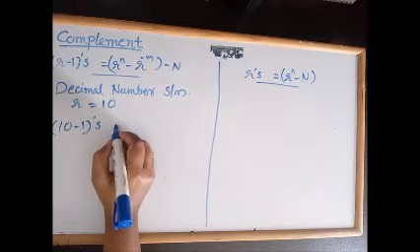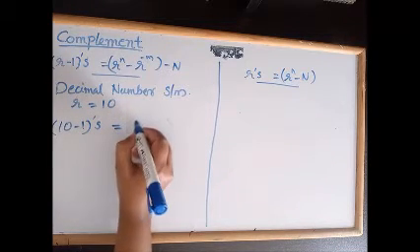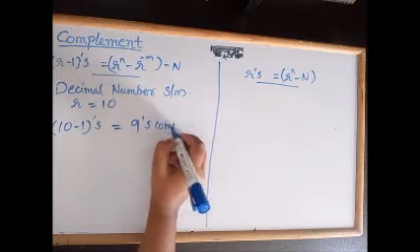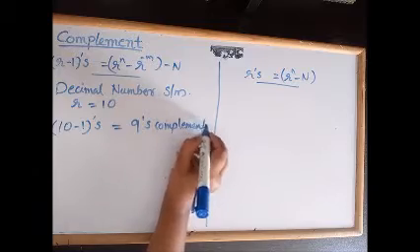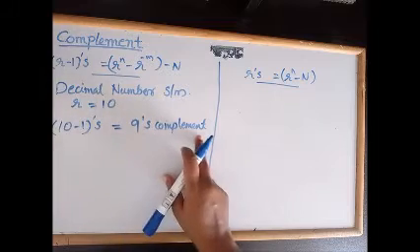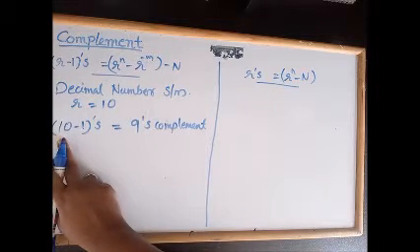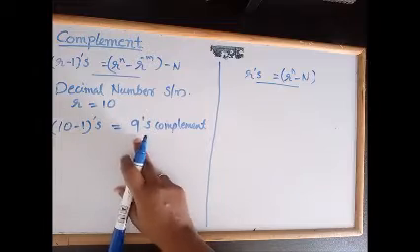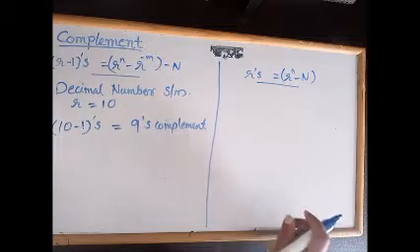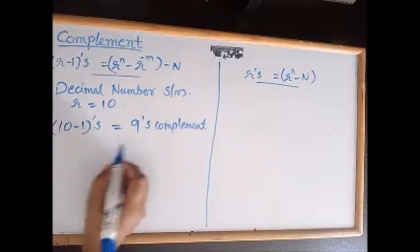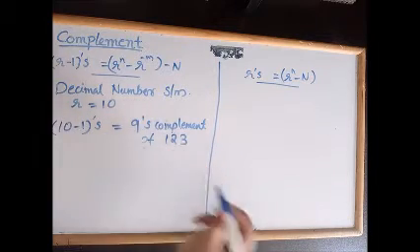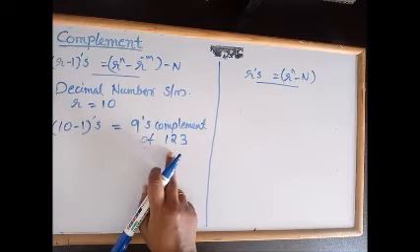In the decimal number system, the (r minus 1)'s complement is known as the 9's complement. Why? Because r is 10, so 10 minus 1 is 9, so it is known as the 9's complement. We need to find the 9's complement of a number. For example, suppose I want to find the 9's complement of 123.